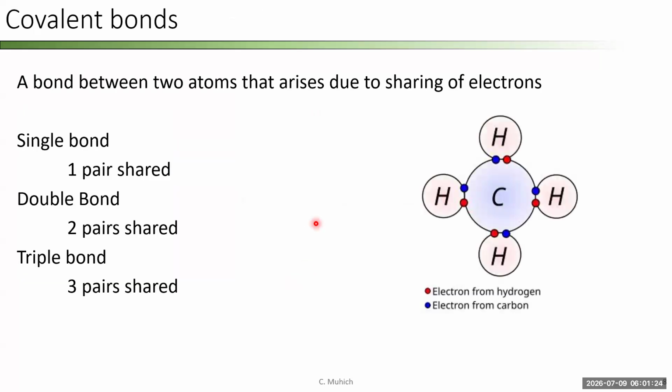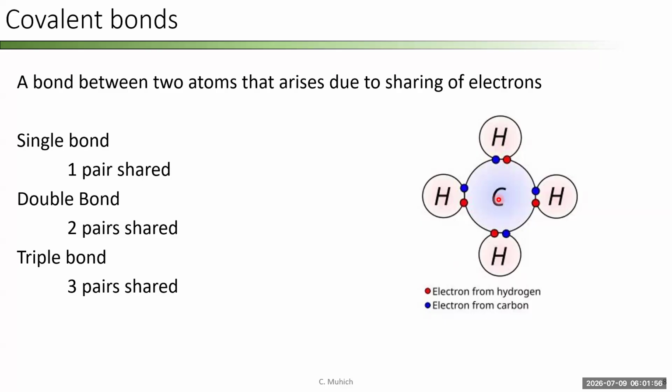So a covalent bond is a bond between two atoms. So say this carbon atom represented as a C and this hydrogen atom represented as an H, due to the sharing of electrons. So in this diagram, we have a red dot, which is representing an electron coming from hydrogen, and a blue dot representing an electron coming from carbon. We sort of say that these are being shared between this hydrogen and this carbon.